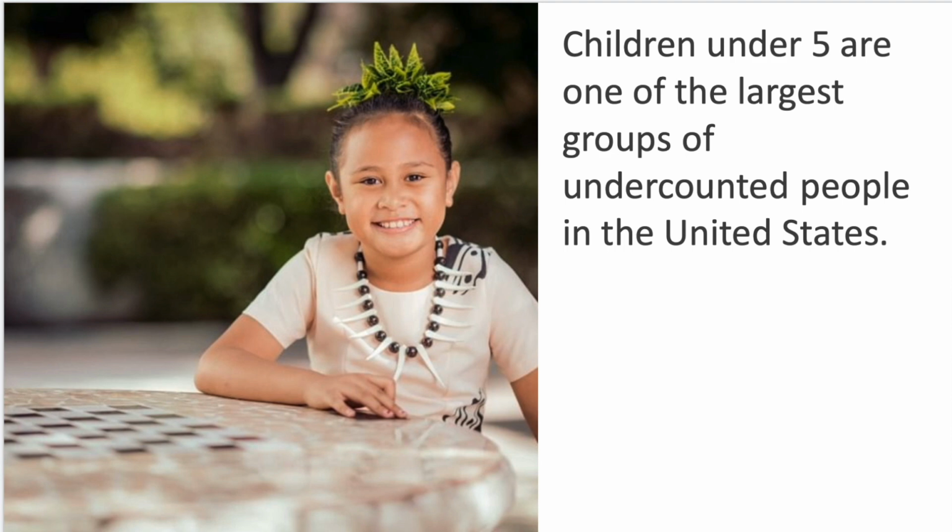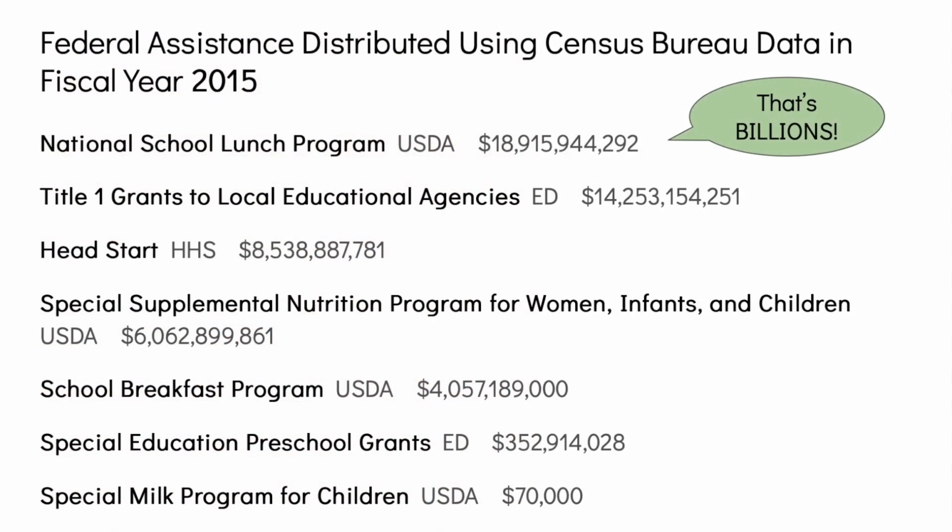Children under 5 are one of the largest groups of undercounted people in the United States. Why do you suppose that is so important? Well, take a look at where census data funding was shared in the year 2015. Many of the top expenses are for young children and schools. Remember, these numbers that you see are billions of dollars.